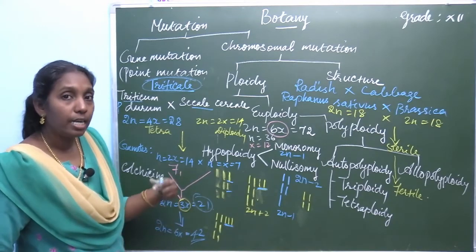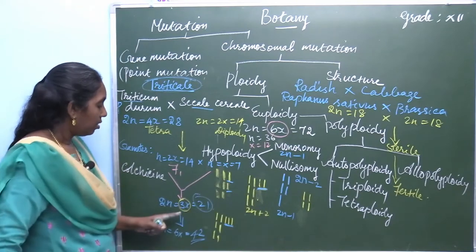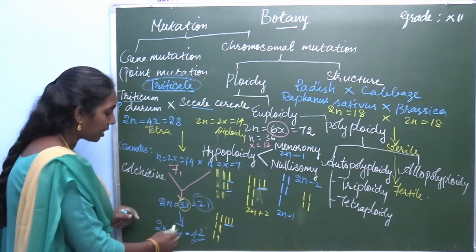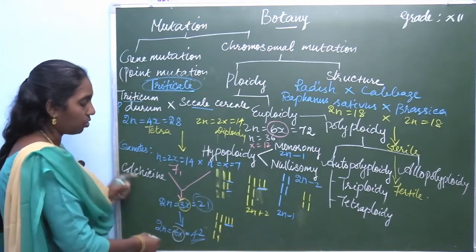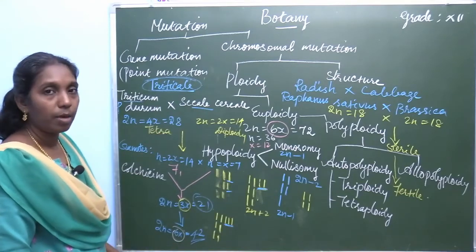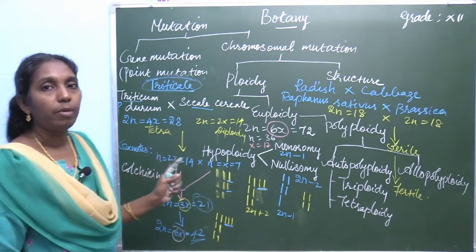So when they double the chromosome number, this triploid becomes hexaploid 6x. So this is an example of hexaploid, 42. Now it produces triticale. The name of this cereal is triticale, which is the first man-made cereal.